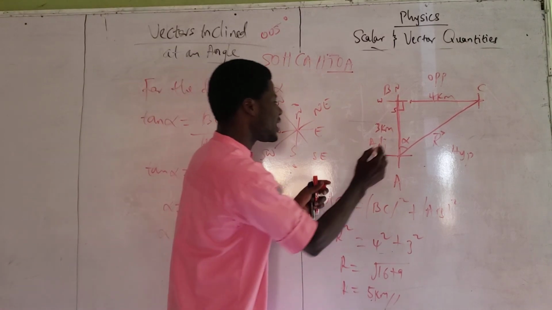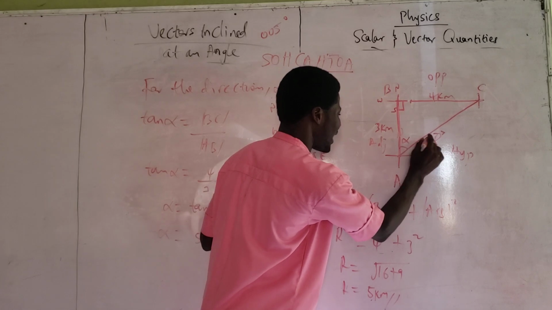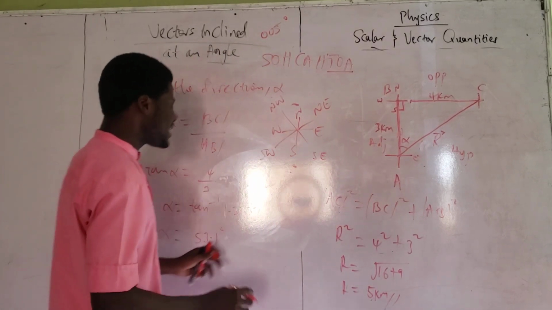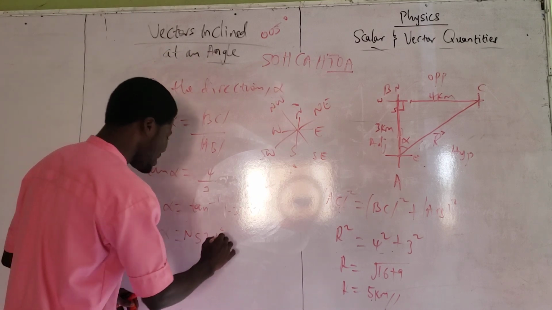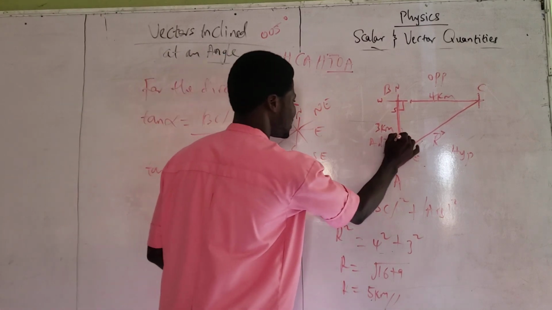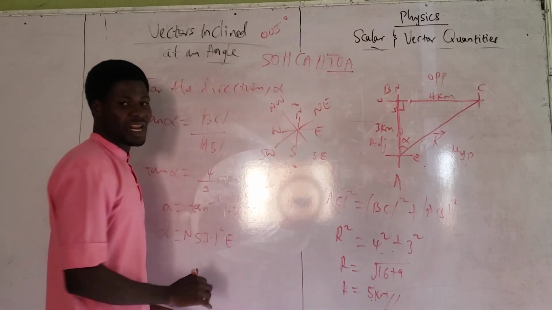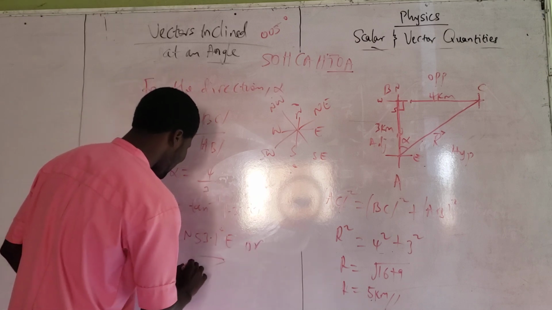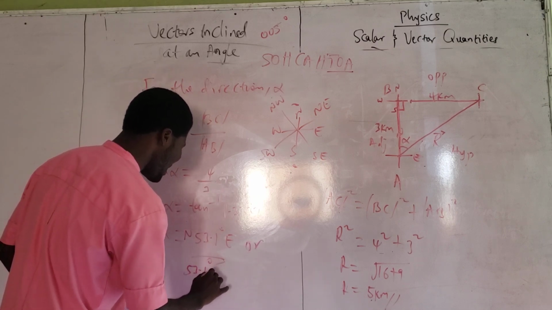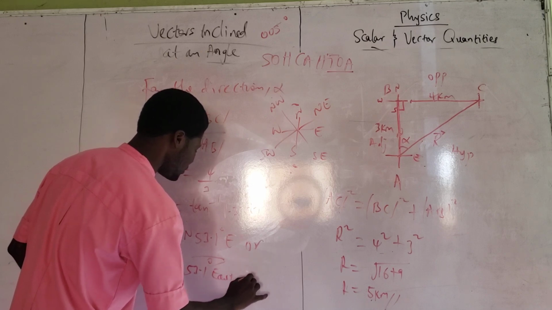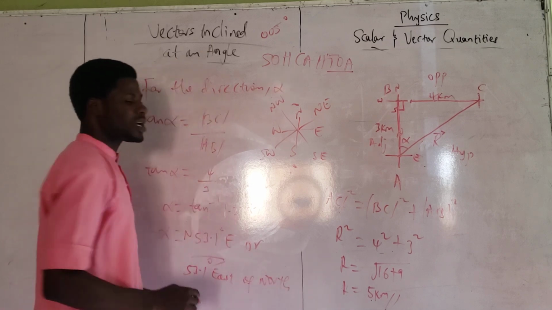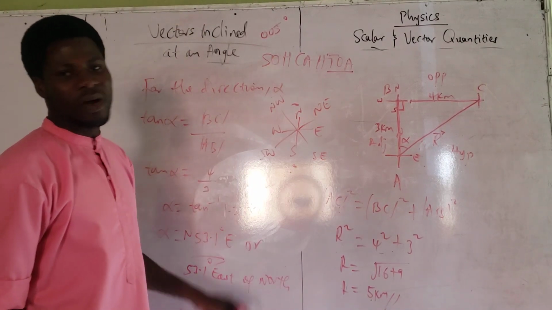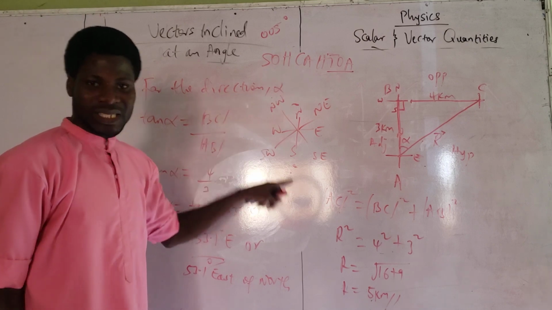Our alpha now is between north and the resultant, which is a perfect place. So this is north, this is east. So our direction is north, 53.1 degree east. It is between north and east. North, 53.1 degree east. This is our direction. Another way of writing this is 53.1 degree east of north. East of north. Nothing like east 53.1 degree north. No, you make reference to north or south first.